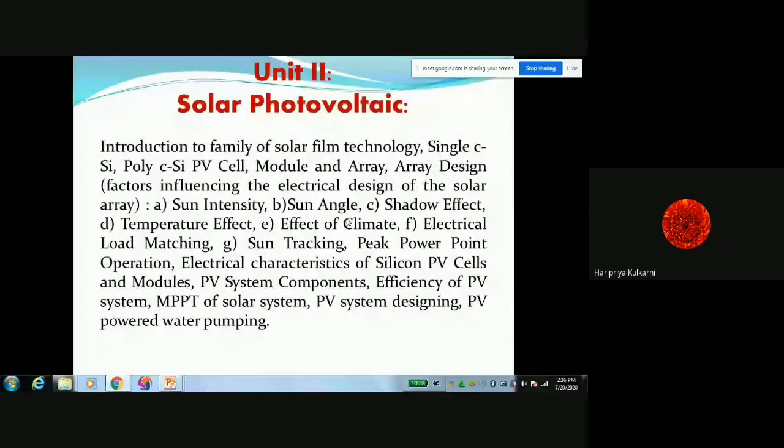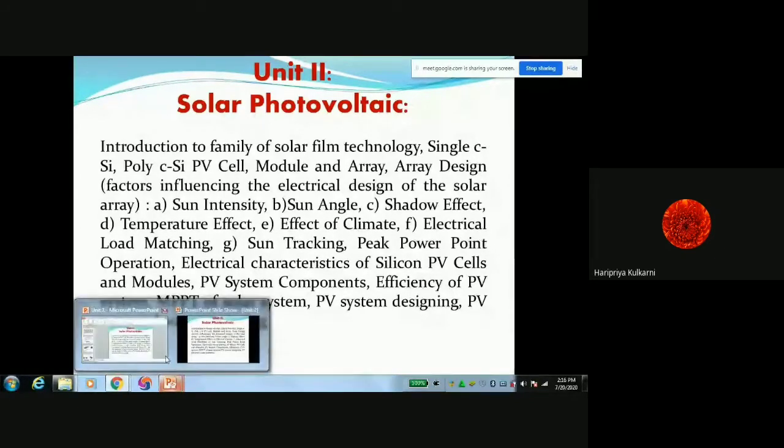We'll see peak power point operation, which is also called MPPT, maximum power point tracking. We'll see the electrical characteristics of silicon PV cell and modules, PV system components, then efficiency, MPPT solar system, PV system designing, and PV powered water pumping. So one by one, we'll go in detail.